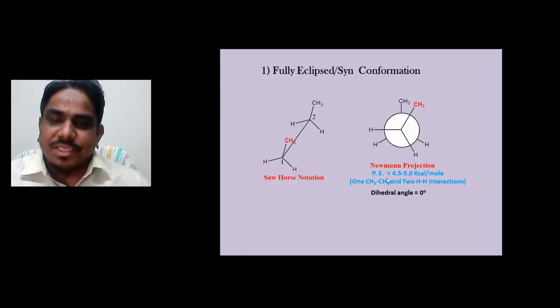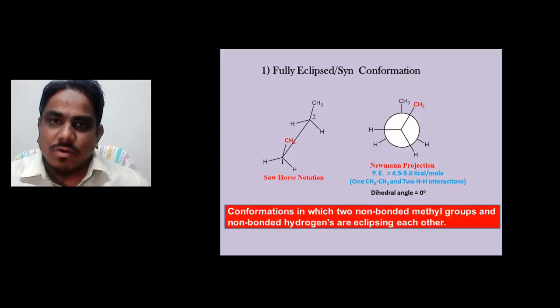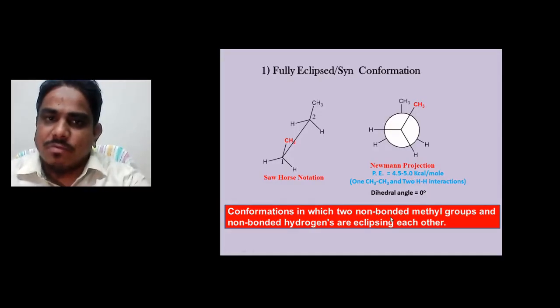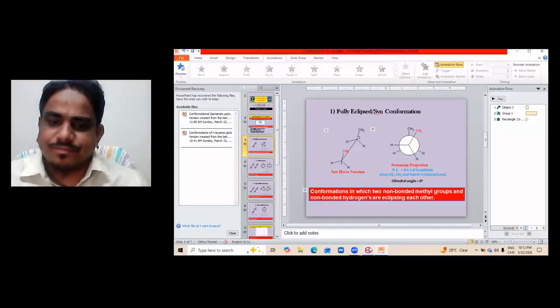hydrogen. The potential energy of the fully eclipsed conformation of n-butane is 4.5 to 5.0 kilocalorie per mole. So we can define the fully eclipsed or syn conformation of n-butane as the conformation of n-butane in which two non-bonded methyl groups and the non-bonded hydrogens are eclipsing each other.